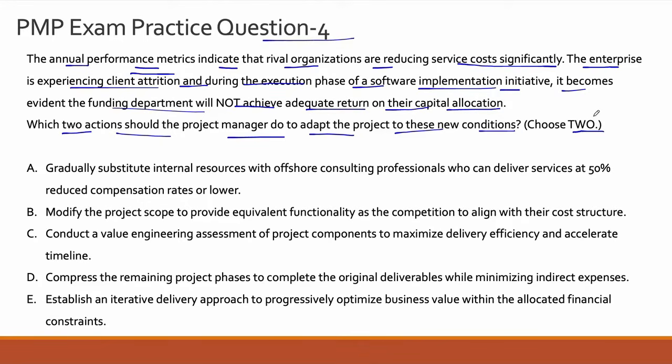So in your PMP exam, for these kind of questions, you will always be provided with the number of options you need to choose from the 5 or 6 options, or let's say 4 options that will be provided to you.